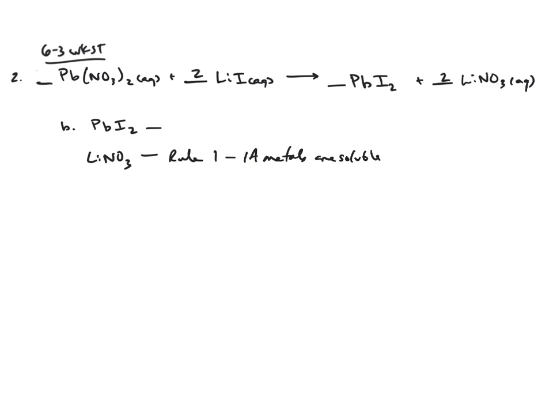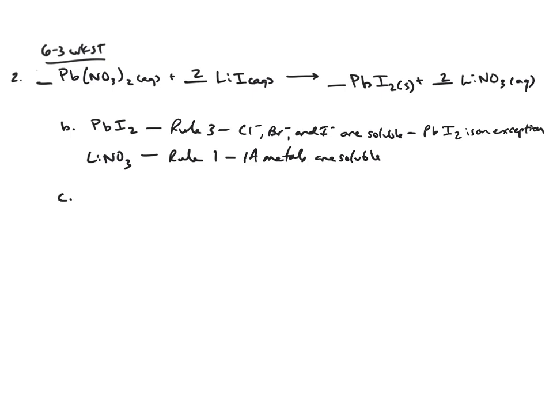Now, the one above it, PbI2. Rule 3 says that chlorides, bromides, and iodides are soluble, but there are exceptions to this, and PbI2 is an exception. Well, if it's an exception to being soluble, that would make it insoluble. So PbI2 is actually the solid here.